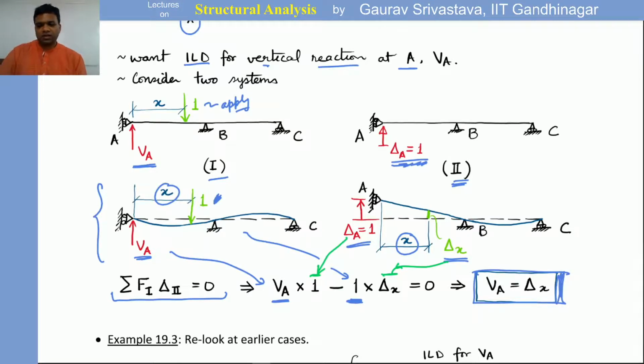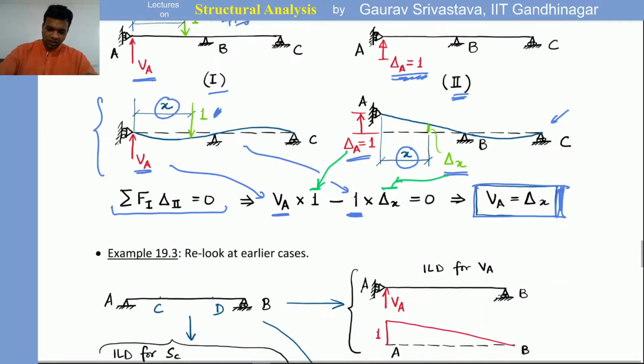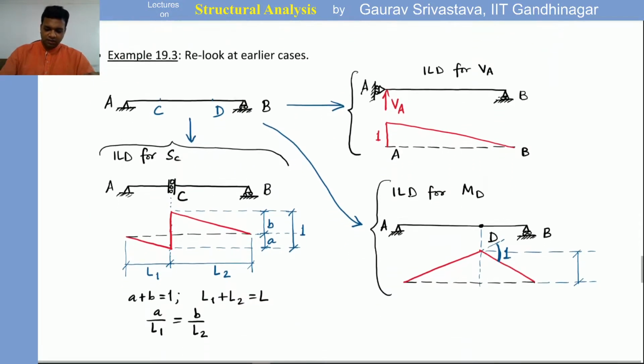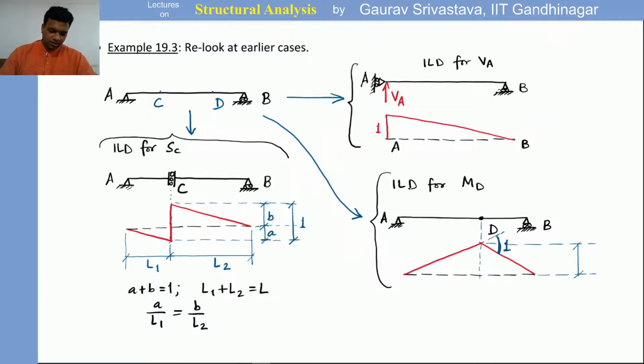What this indicates is that if we measure displacements in the second system, that will be equal to the VA of the first system in case of a unit load. So whatever is the deformed shape in the second system, that will be the influence line diagram for the first system, because x is going to be the location of the unit load. With this, we can relook at the earlier cases.